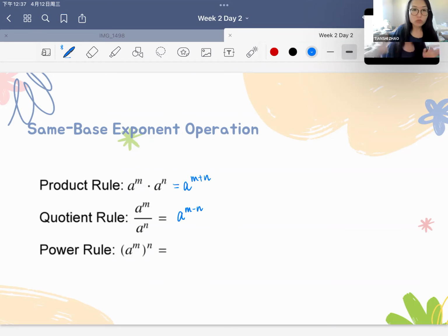Now the power rule. This is different from the product rule because this is the power of a power instead of the product of powers. In that case, we keep the base, but for the exponent, we do the multiplication. So a to the power of m and then to the power of n equals a to the power of m times n. So this is about the same base exponent operation.